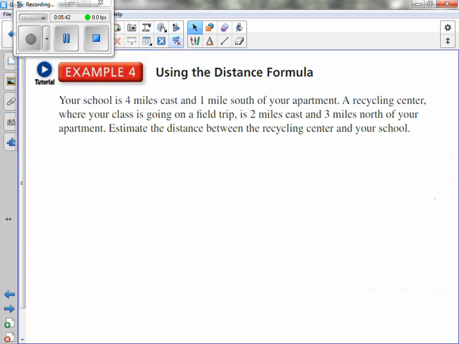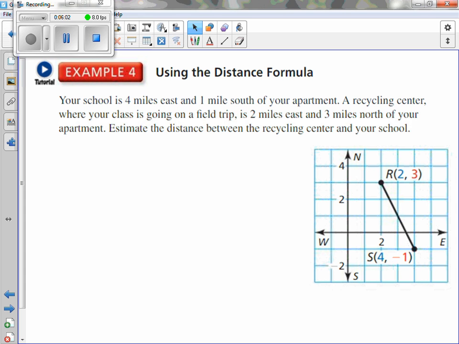So here, your school is 4 miles east and 1 mile south of your apartment. A recycling center where you take your class, is going on a field trip is 2 miles east and 3 miles north of your apartment. Estimate the distance between the recycling center and your school.